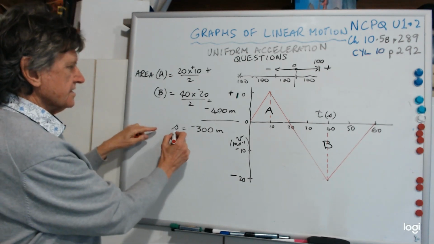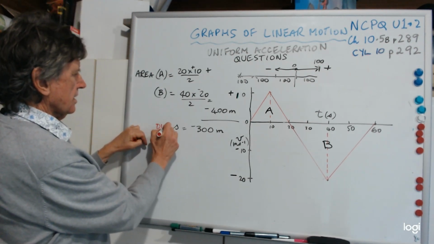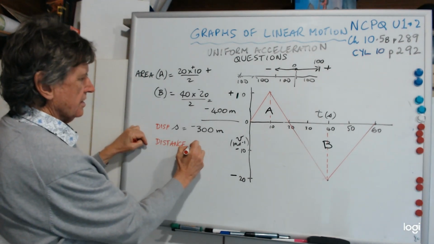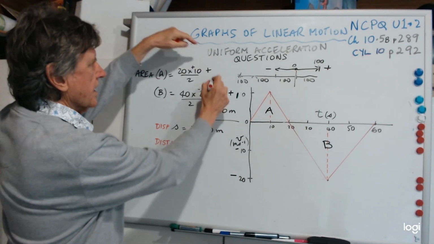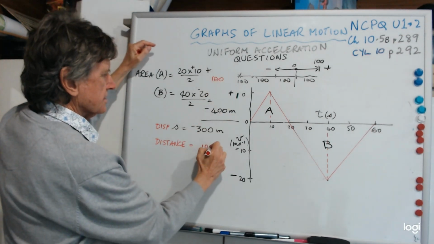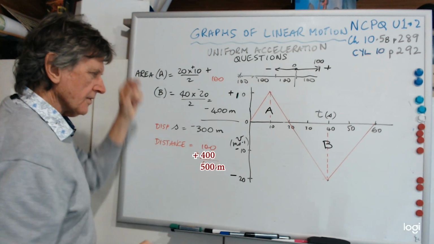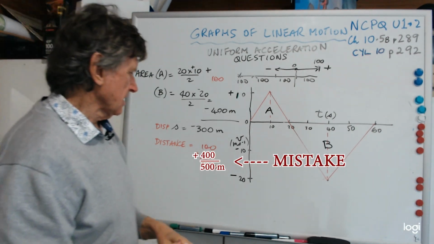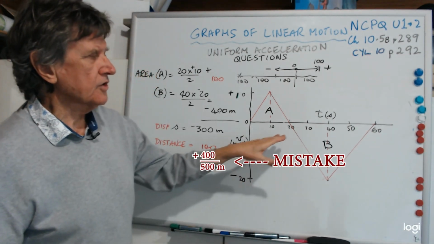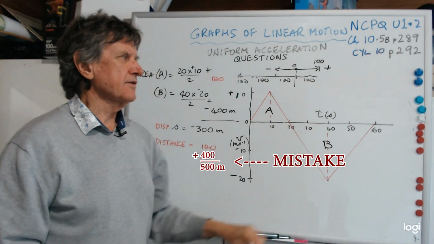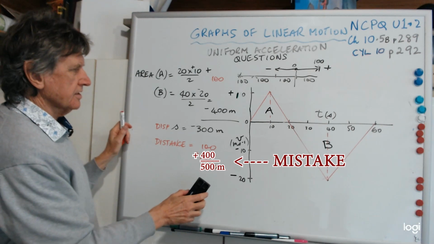So this is the displacement, and the distance is just 100, which I had in here, plus 300 comes to 400. So the distance travelled is 400 metres, and that's all there is to it. So you ignore the negative part when you're doing distance. Now I'm just going to finish this off by looking at the acceleration at the different stages.